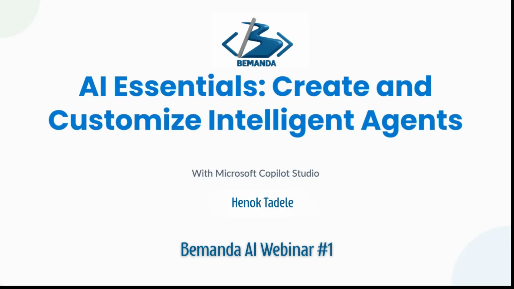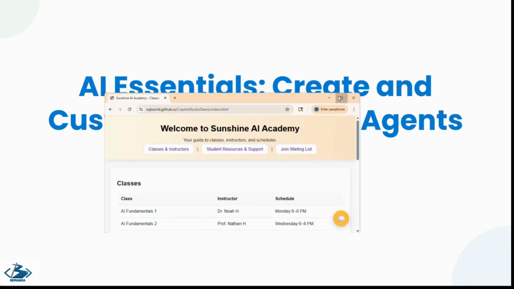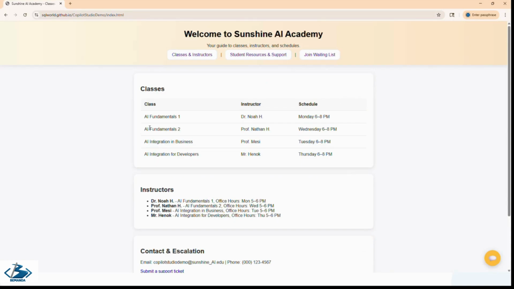For this presentation, we have created a fictitious company. The Sunshine AI Academy is a fictitious company. It is not a true company. We specifically built this website and this company for this demo only. Sunshine AI Academy is a training academy that provides different kinds of courses: AI Fundamentals 1, AI Fundamentals 2. These are the different courses that this fictitious company is supposed to offer. These are the instructors, these are the schedules. So this is a small company.